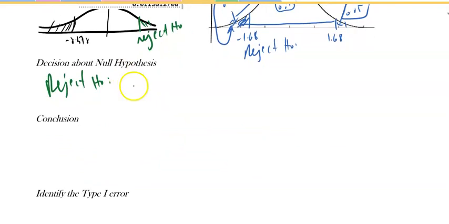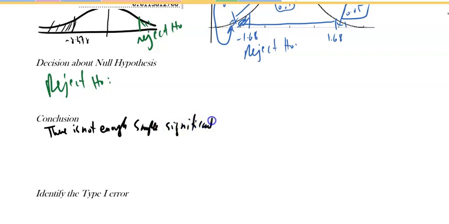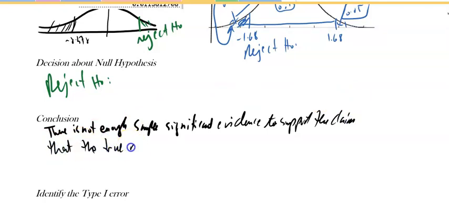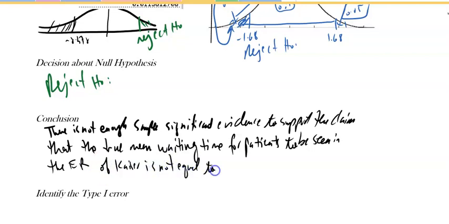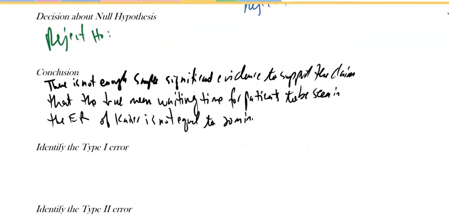What does that mean? That means there is not enough sample significant evidence to support the claim that the true mean waiting time, and I'm just reiterating what they said, for patients to be seen in the ER of Kaiser is not equal to 20 minutes. It's less, it's better, but we're testing whether it is or not.